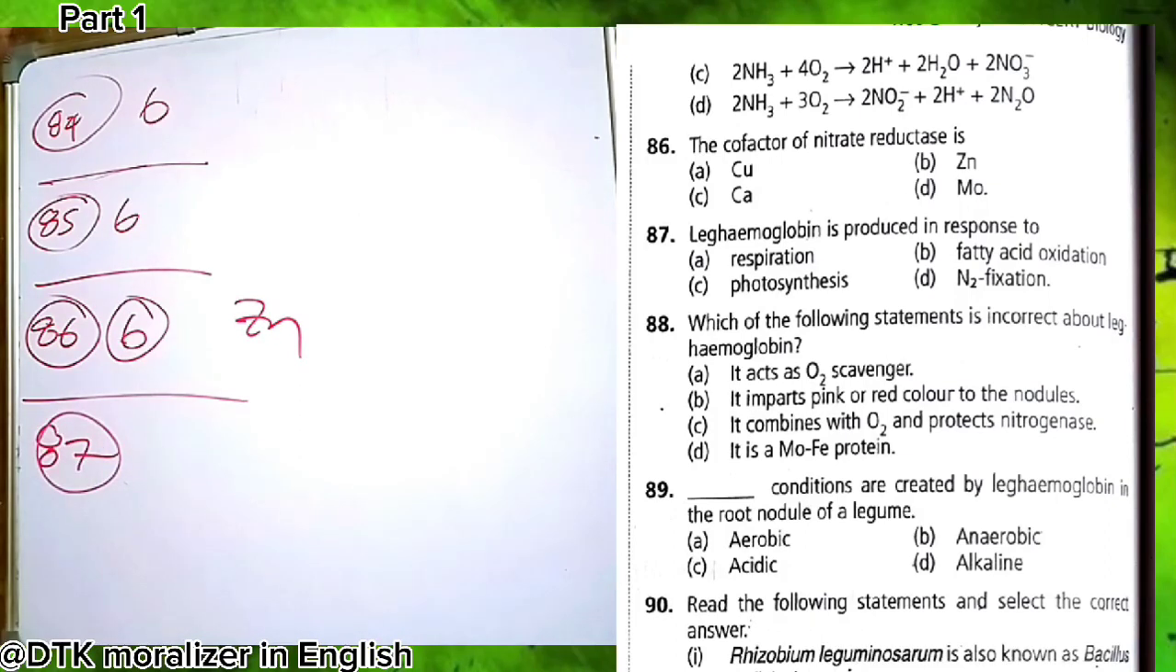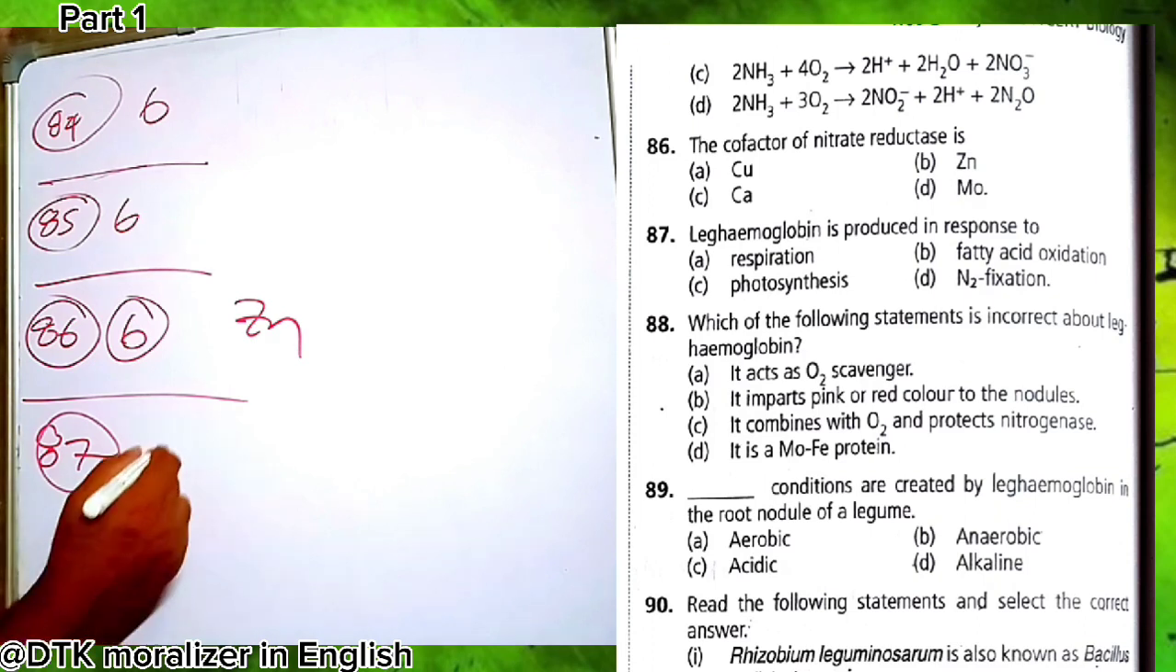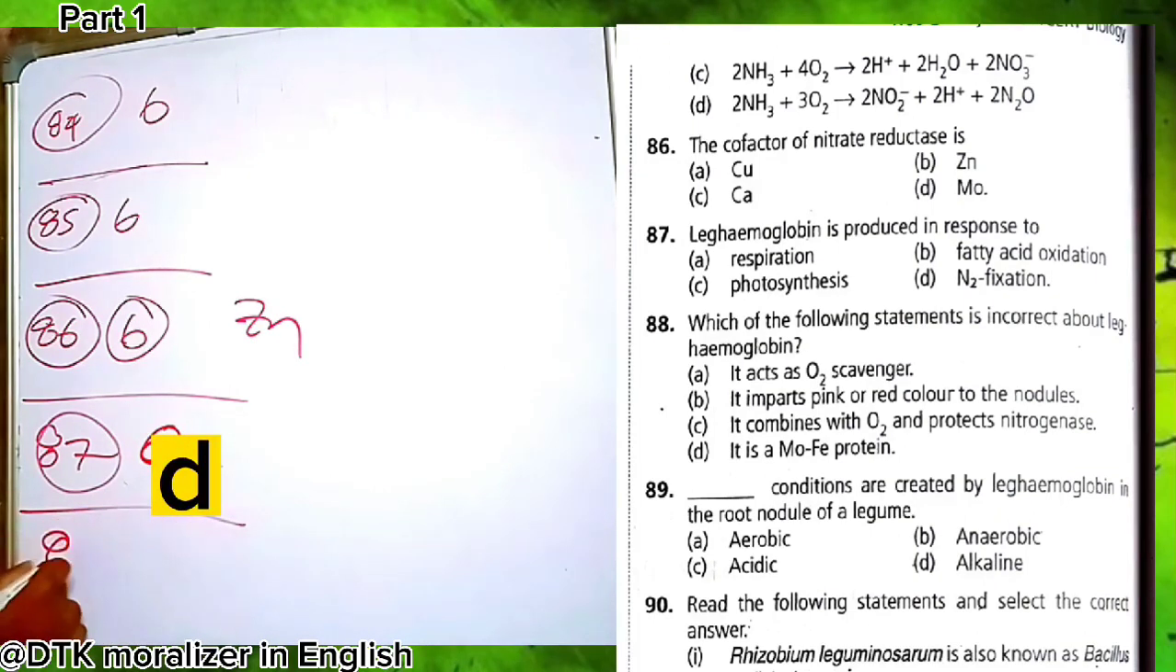Question number 87. Leghemoglobin is produced in response to respiration, fatty acid oxidation, photosynthesis, endosymbiotic nitrogen fixation. Now question number 88. Which of the following statements is incorrect about leghemoglobin? It acts as an oxygen scavenger. It imparts a pink or red color to the nodules. It combines with oxygen and protects the nitrogenase. It is a molybdenum iron protein.